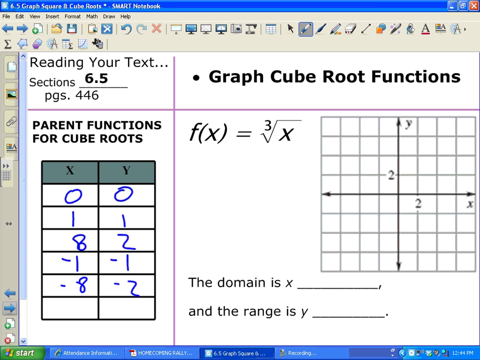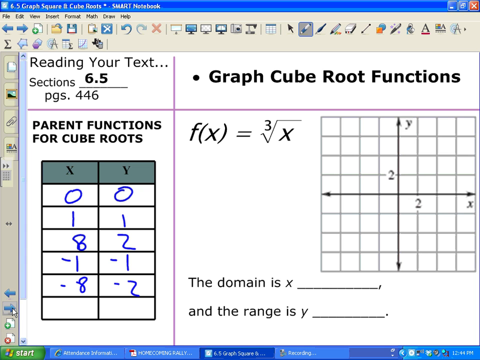So now, hopefully you can see visually, we are not going to have our domain restriction anymore. There's not going to be a domain restriction. I can pick any number, positive or negative and 0 for x, and I can get some sort of output for it. I'm not restricted anymore.